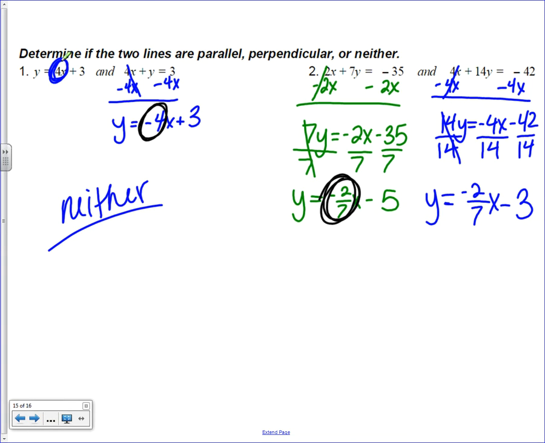What's the slope? Were you right? You were not. You said perpendicular. What are they? They're parallel. They're exactly the same.